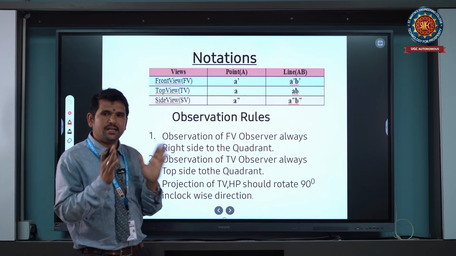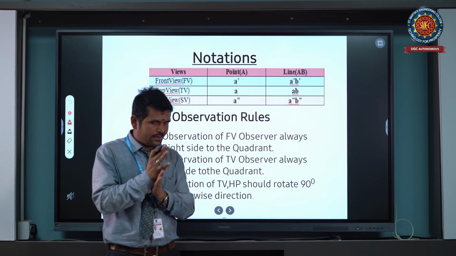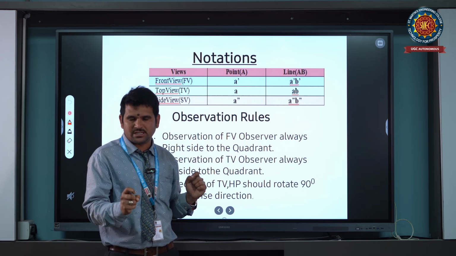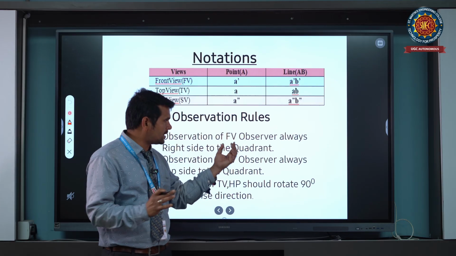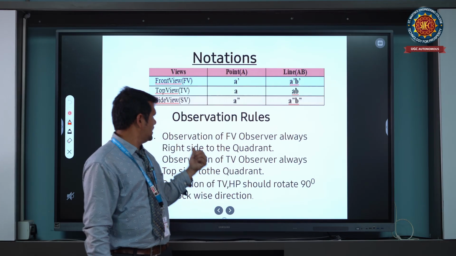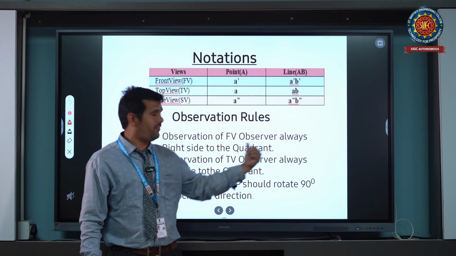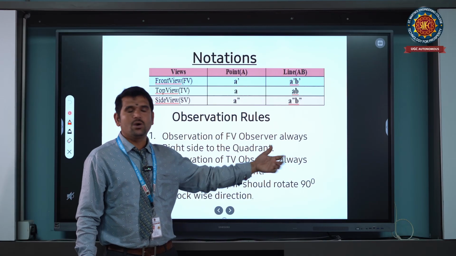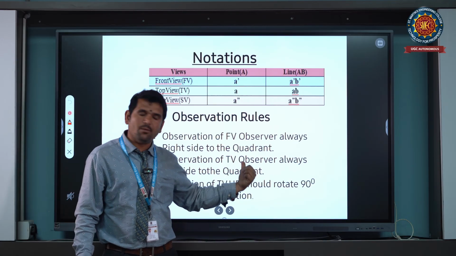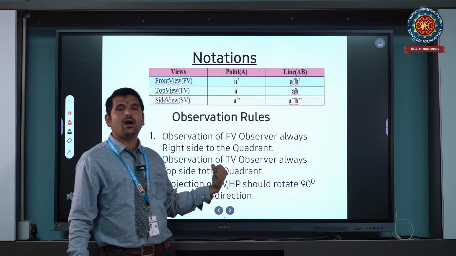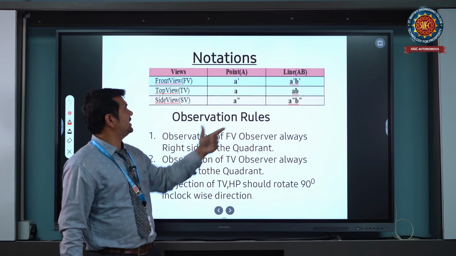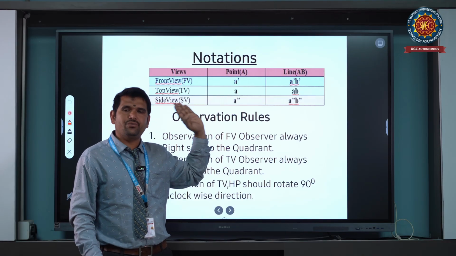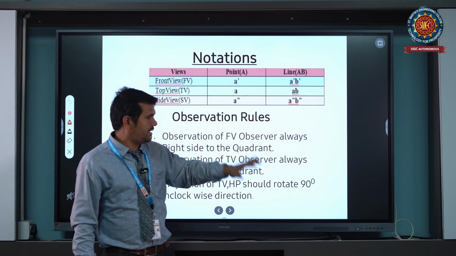Generally, before starting the quadrants, these are a few observations and precautions before drawing any diagram. These are the few points we need to consider. Observation of the front view is always on the right side of the quadrant. Observation of the top view is always the top side view of the quadrants. Then these are the general notations we are going to use in engineering graphics.